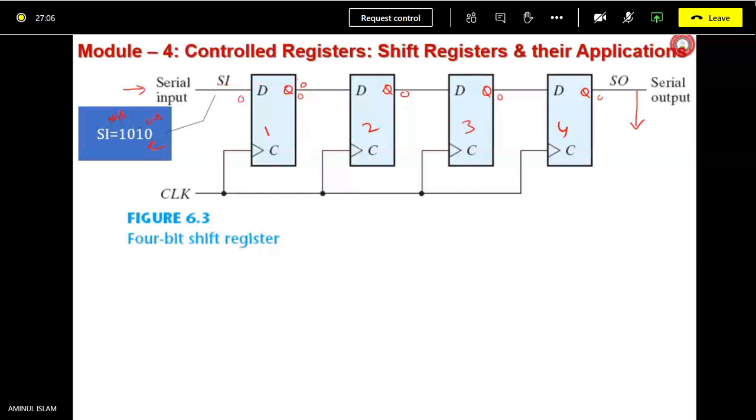And then what will happen? What is going to be stored in this second flip-flop? Its input was 0 because it was cleared, so 0 is coming here also. Here also 0, here also 0. Okay.